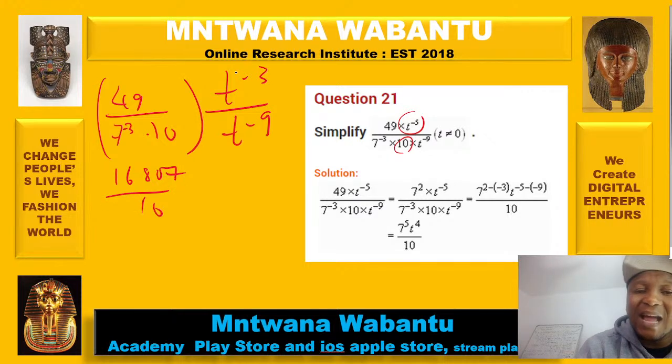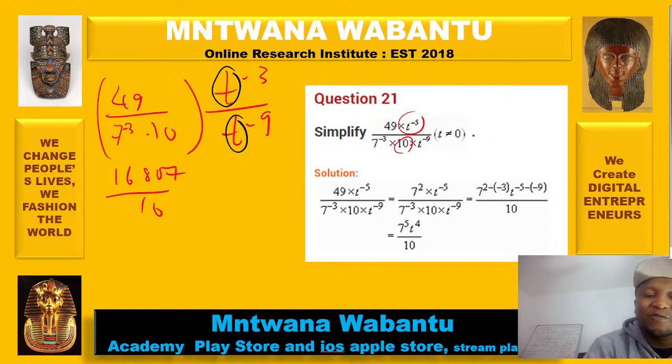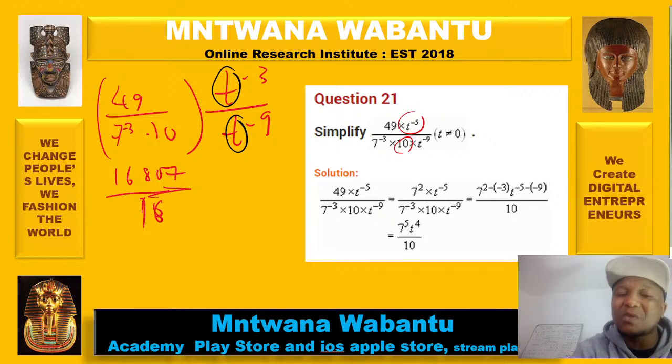Let's come here now for the other side. The bases are the same, so I don't have to write two bases. I don't have to write t and t together because they're the same.